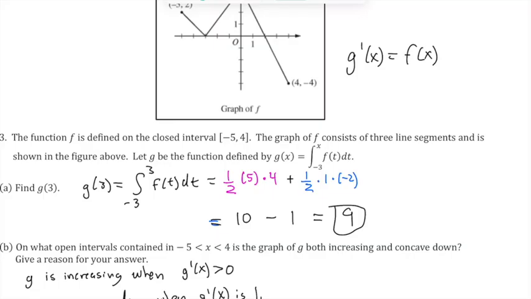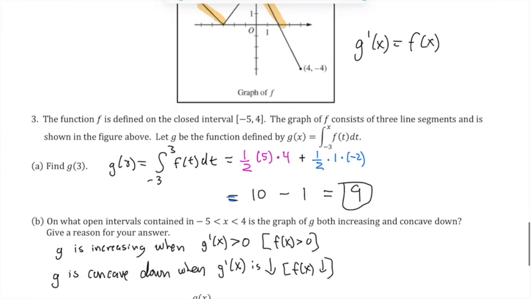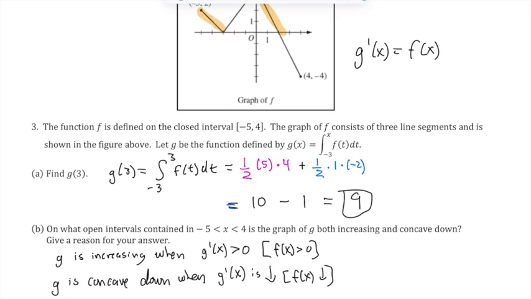So where is the original function positive? So let me make a note here. Because again, we want to know where the derivative is positive, but the derivative is just the original function. So where is the function positive and decreasing? So it looks like we're positive and decreasing in that interval and in this interval. So we would say that this is from -5 to -3 and from 0 to 2.